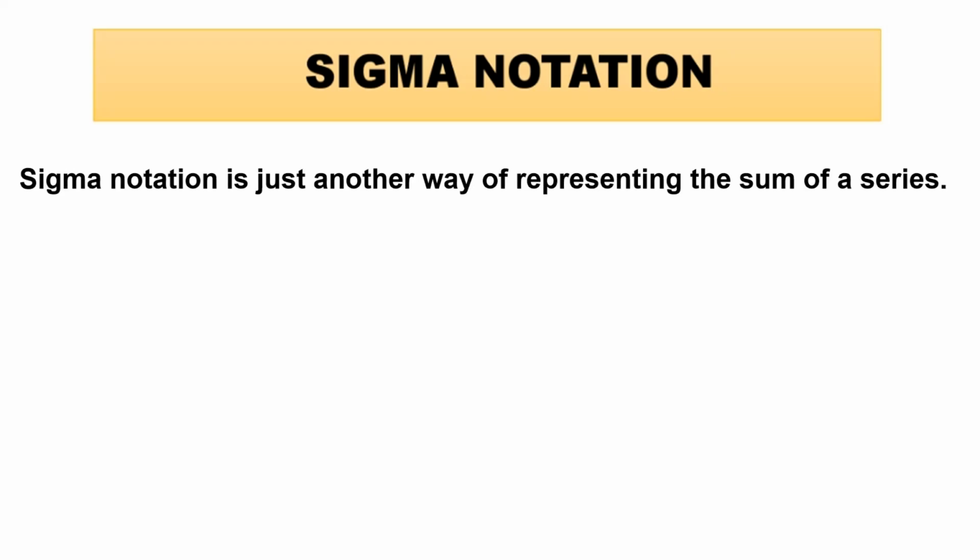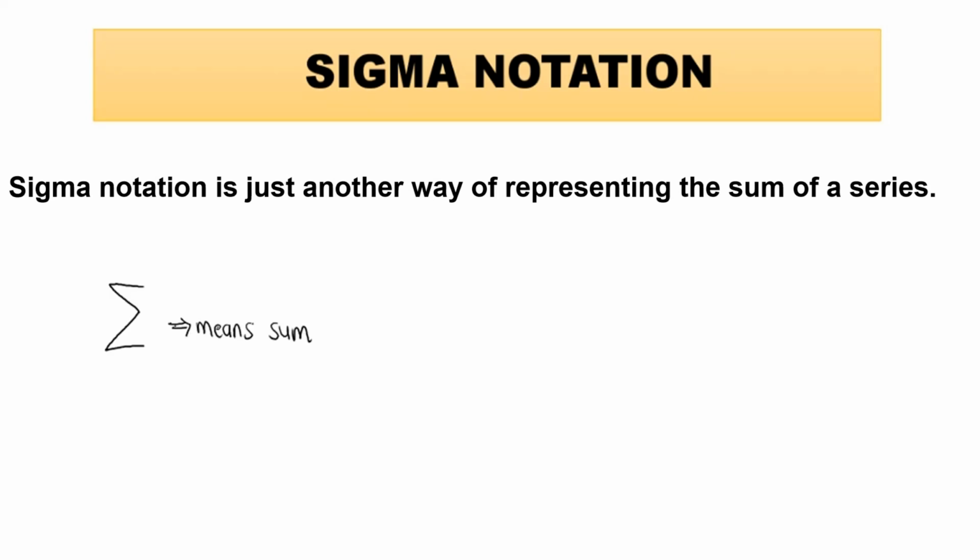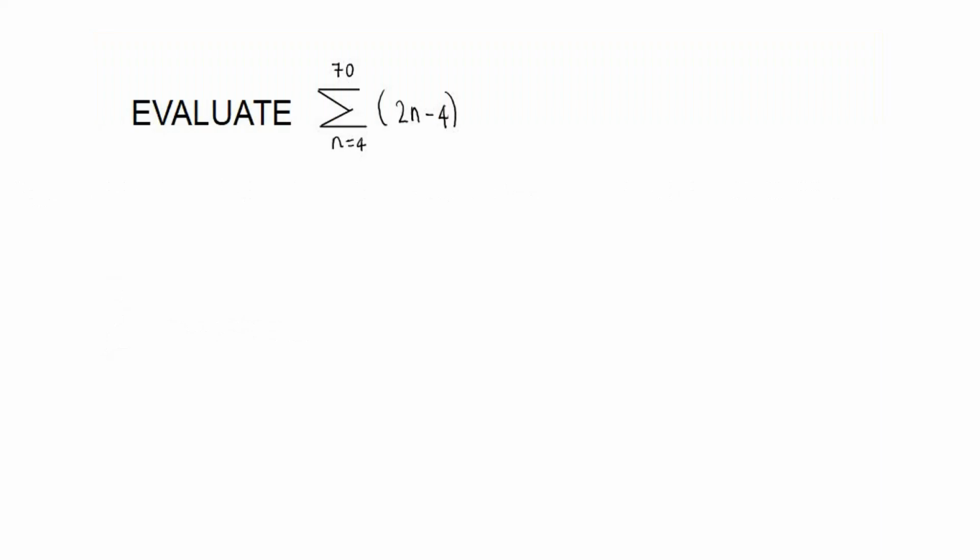So what is sigma notation? Sigma notation, guys, is just another way of representing the sum of a series. So this symbol is called sigma, and it means sum. All right? So let us have a look at an example. This example is asking us to evaluate the sum of this series from n equal to 4 to n equal to 70.